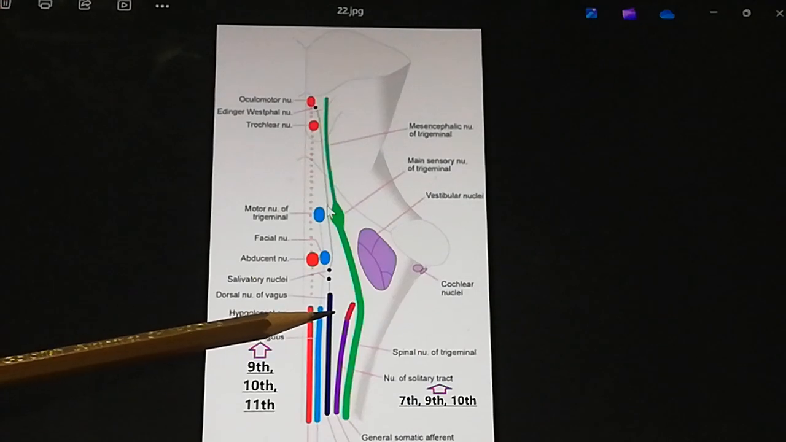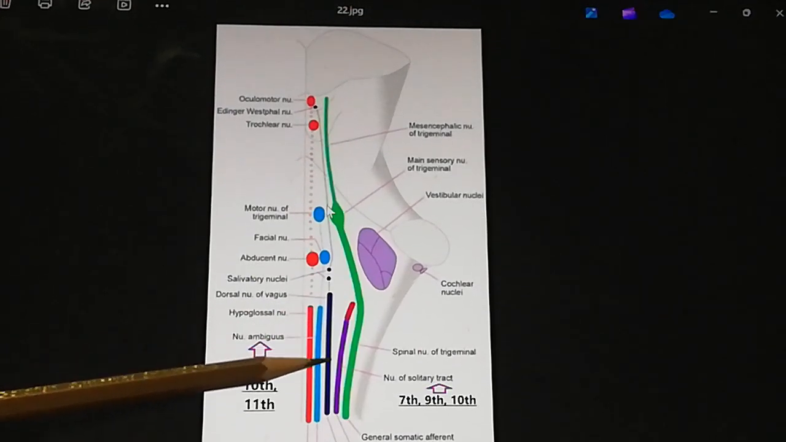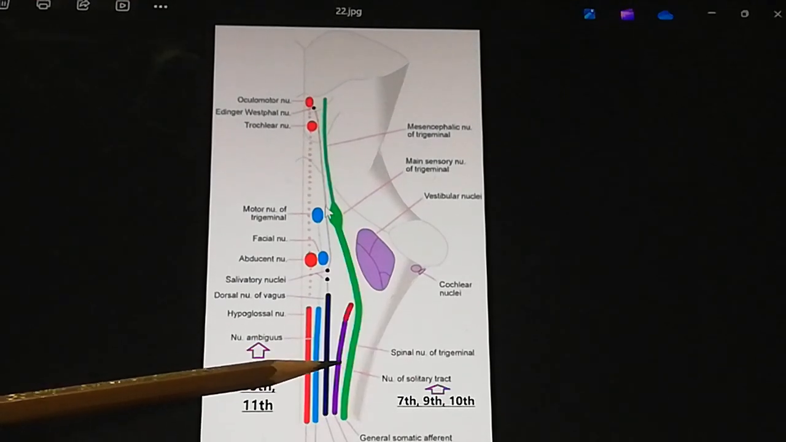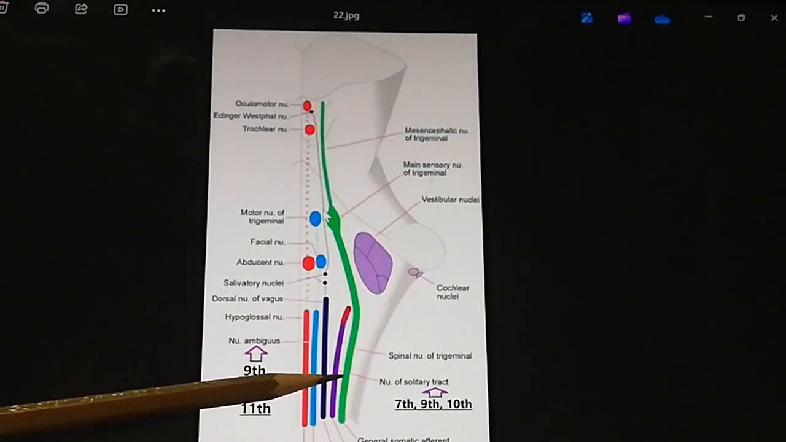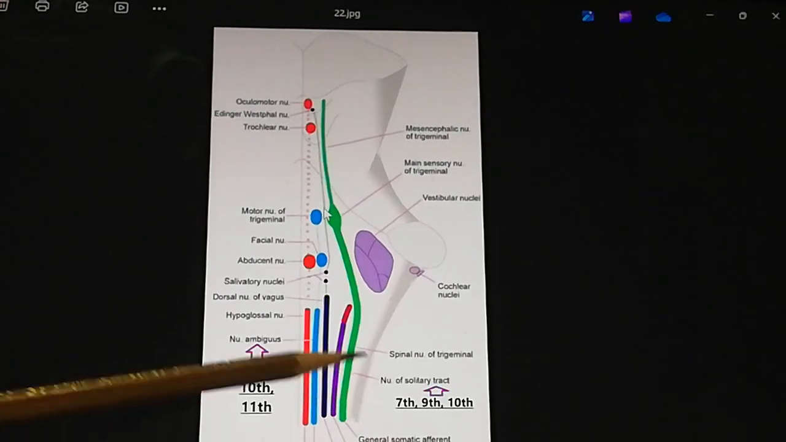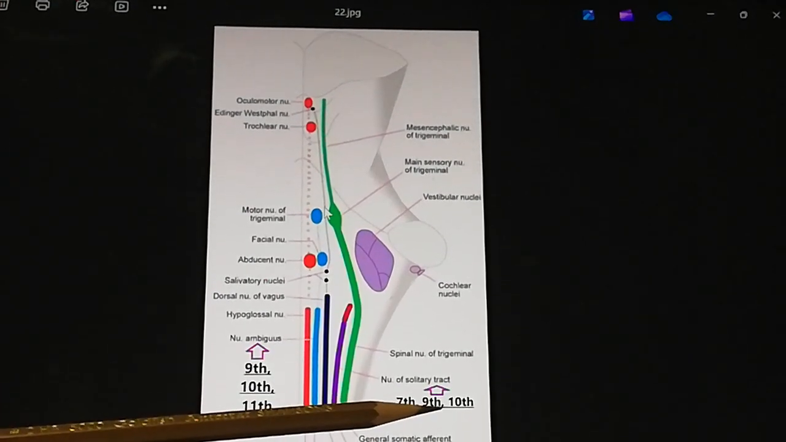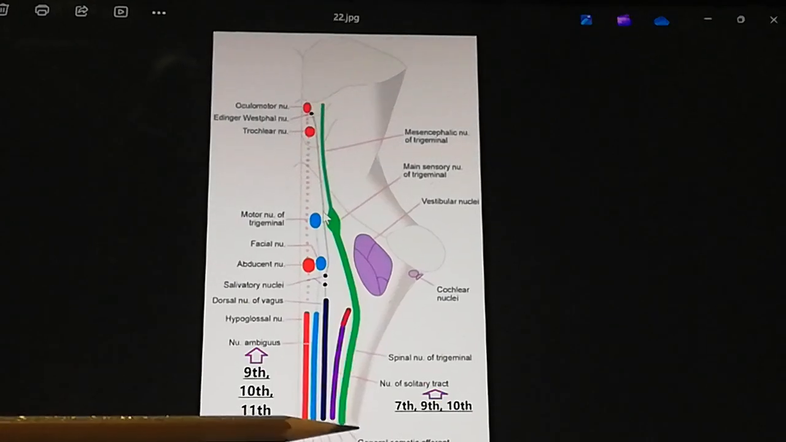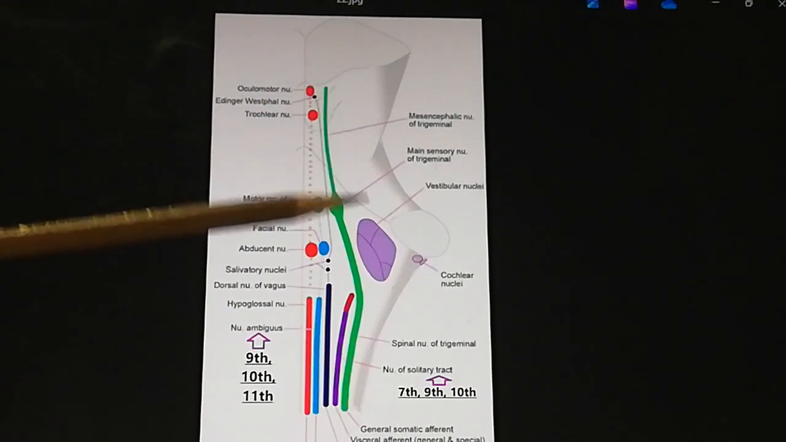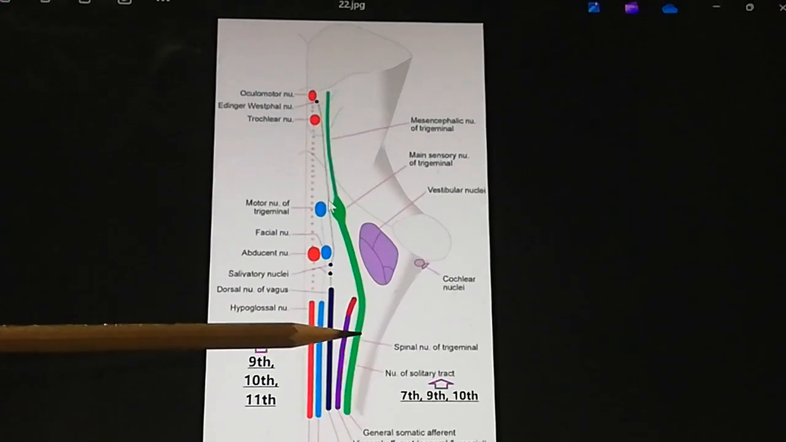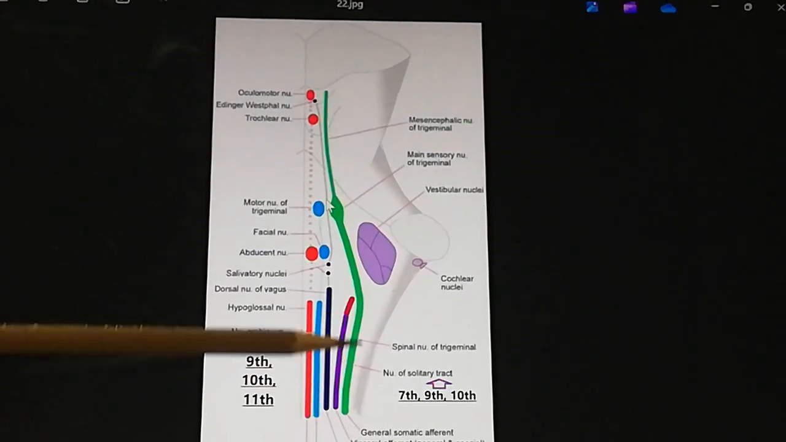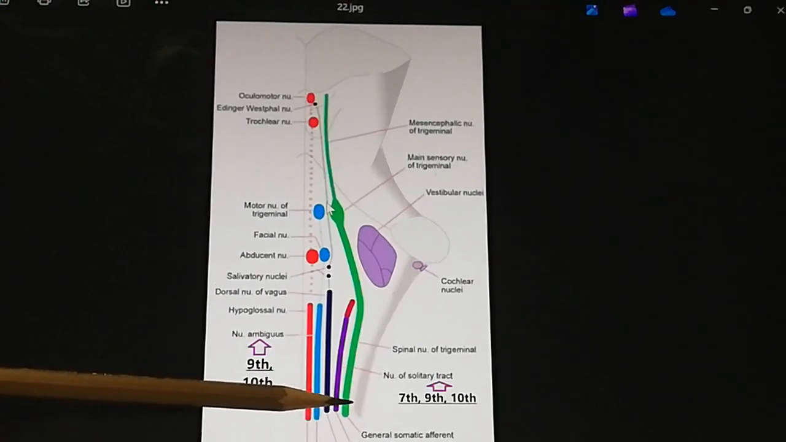Then you see on its lateral aspect the dorsal nucleus of vagus. Okay. Next to it, you observe the nucleus of the tractus solitarius in purple color, and it is formed by the contribution of the 7th, 9th and 10th cranial nerves. Now concentrate on the longest nucleus present throughout the brainstem. I would say that is the nucleus of the trigeminal nerve. This is the spinal nucleus of the trigeminal nerve originating from the C1 spinal segment.